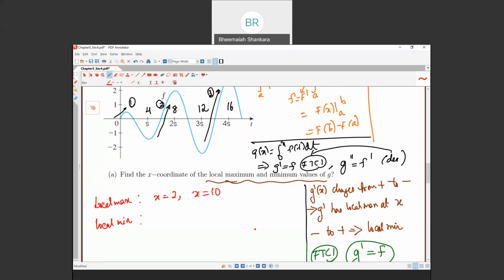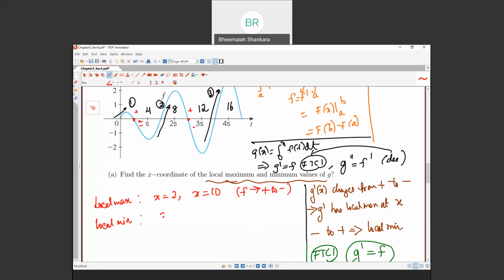So which means if we have a max at 2 and 10, the function changes from positive to negative in these points. So here at 2 we have positive to negative change, and then here at 10 again we have a positive to negative change.